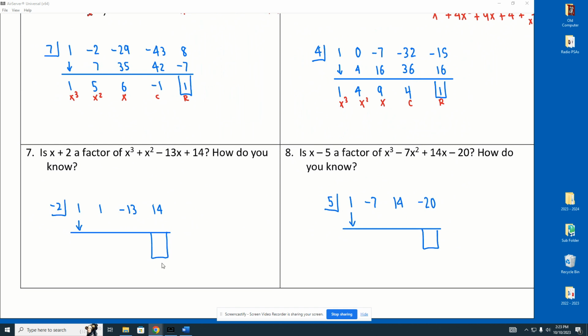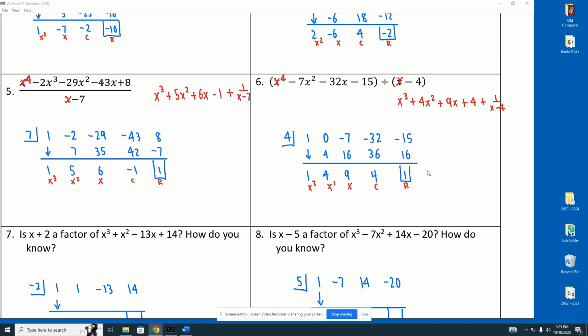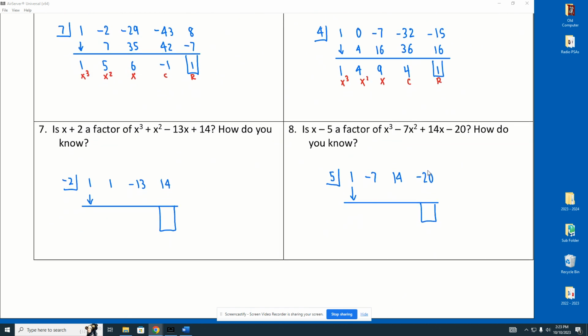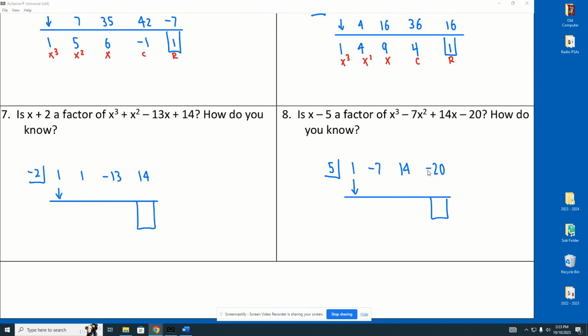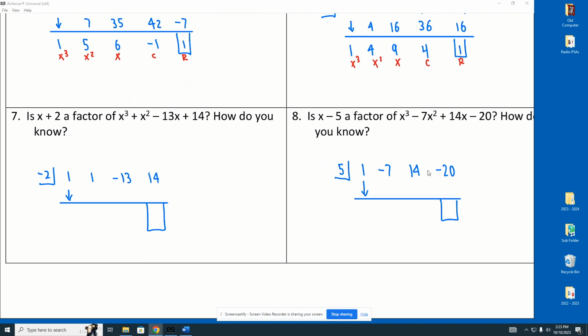Now, I've left these boxes here because remember, when they ask the question this way, it's not about writing the equation at the end. When they ask the question this way, we're trying to figure out if it's a factor or not a factor. So we said the deal was your remainder. If your remainder is 0, it is a factor. If it's not 0, it's not. So all we got to do is what we've been doing, bring down that 1, and then start multiply combining.